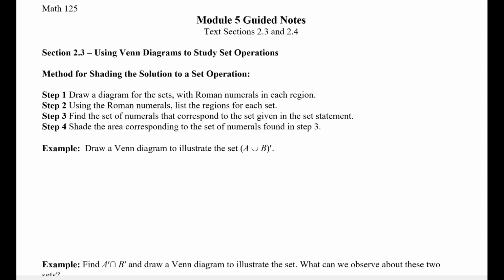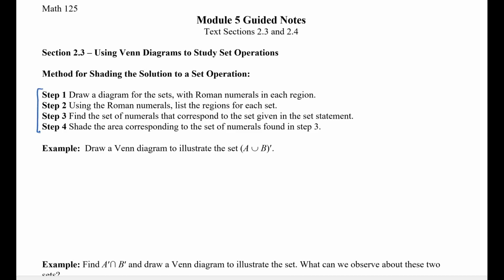So we're going to start with 2.3, which has to do with using Venn diagrams to study set operations. So operations meaning like union, intersection, complement, the operations that we learned about in Module 4. So there's a method for shading the solution to a set operation, because in this section you're going to be asked to shade the region. On Connect you'll have some choices because you won't actually be able to shade, but you should shade on your paper, and then when you go to Connect you'll see that you'll be able to select the area that needs to be shaded.